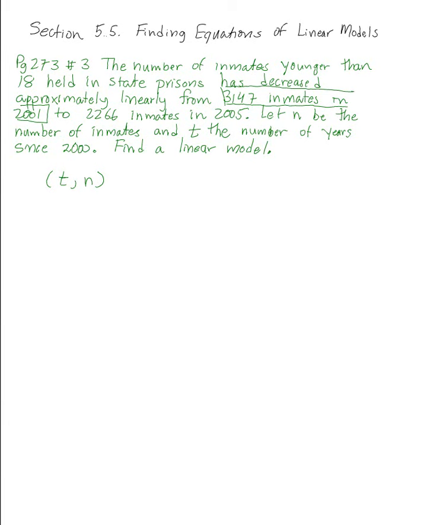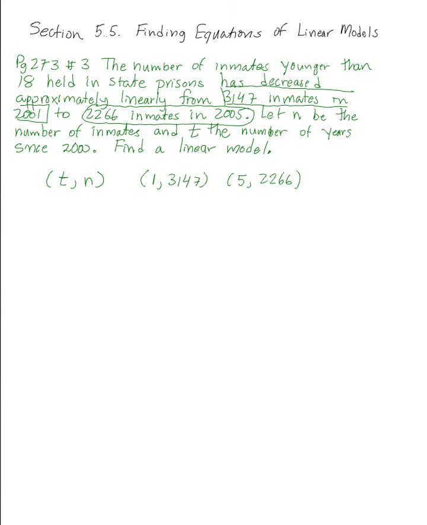But you've got to be careful here. A lot of people will write 2001, 3147, but recognize what it tells you t is. t is the number of years since 2000. So 2001 would be 1 year since 2000, and then we have 3,147 inmates under 18. And then right here we see our second data point. So that would be year 5, 2266 inmates.